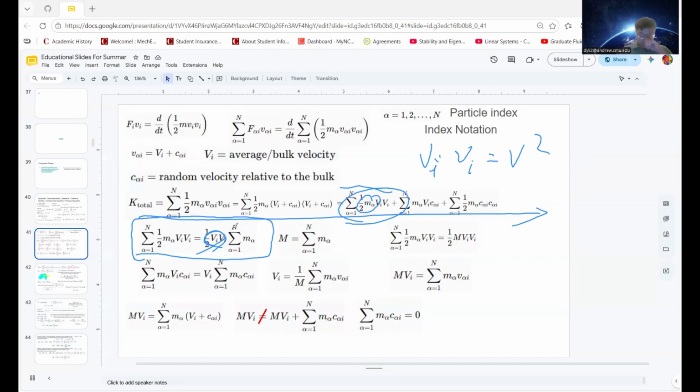That is true. And as you can see over here, this is a mass. This is a total mass. This is a summation of all the masses. So what that gives me is this form over here. So this is basically saying 1/2 M times the magnitude of the average velocity squared is the first term.